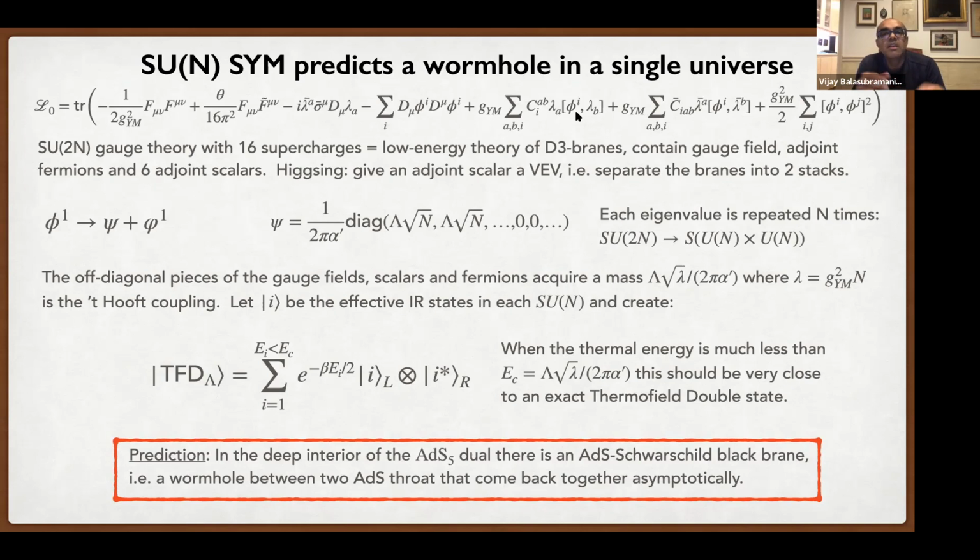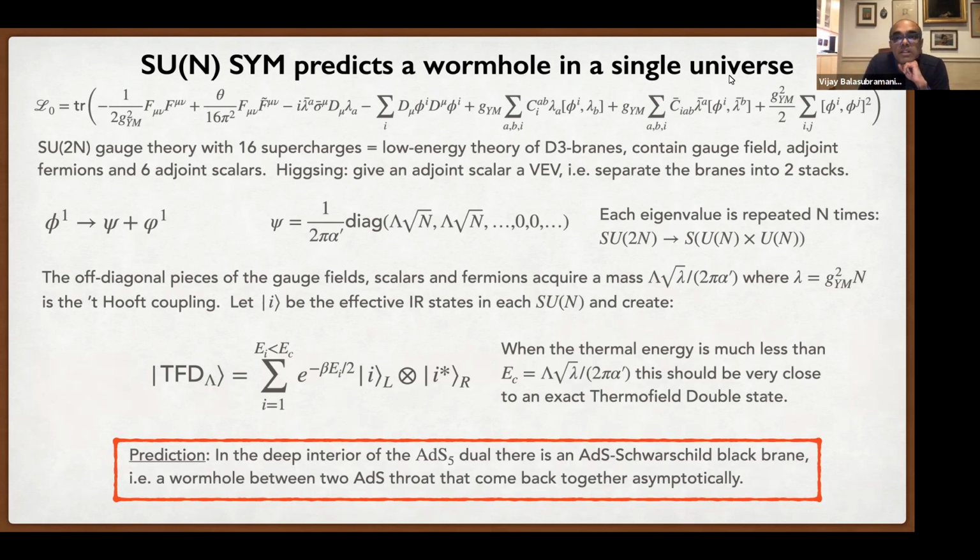The second statement is that this theory in the vacuum, because of the supersymmetry, has a moduli space, which is to say that you can take the scalar fields and give them vevs, and you'll still be on the vacuum manifold, right? The way you Higgs this theory is you give an adjoint scalar a vev, and you interpret that in D-brane language as separating the branes into 2 stacks of D-branes. So that's what we're going to do to generate, from our SU(2N) theory, 2 low-energy SU(N) theories.